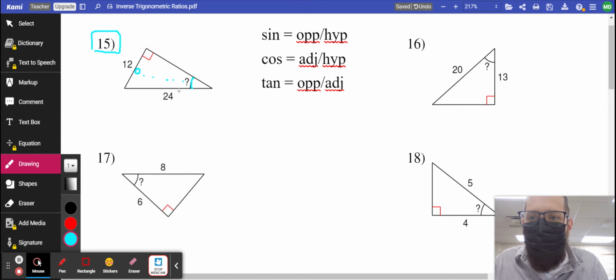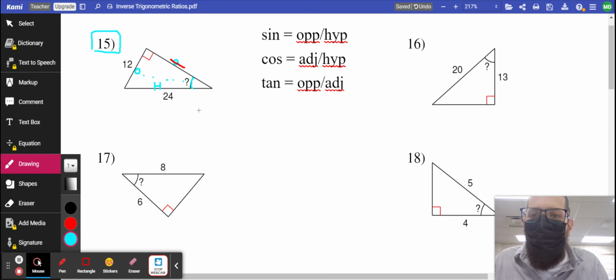The hypotenuse is down here. That's the longest side of the triangle, so I'll do an H here. And then this is the adjacent side. And the adjacent side in this problem doesn't really matter because I don't really have information about it. So I don't really need to know that that's the adjacent.